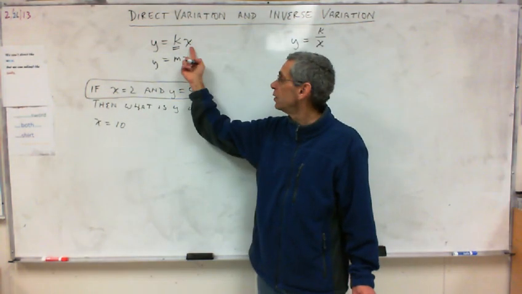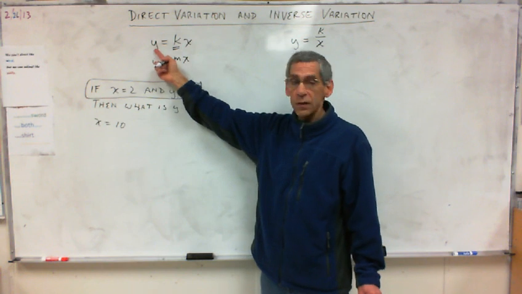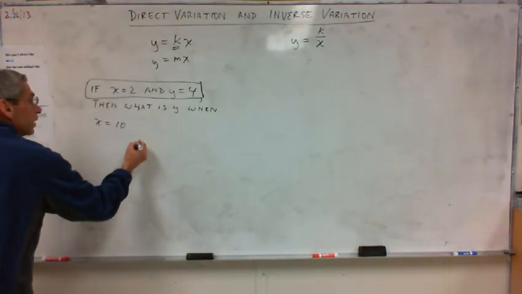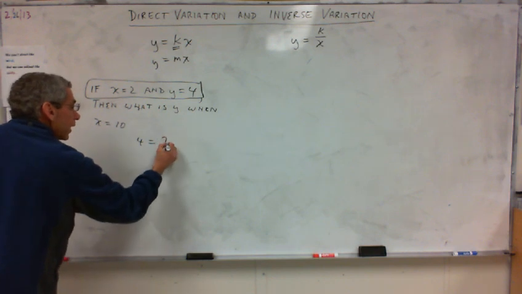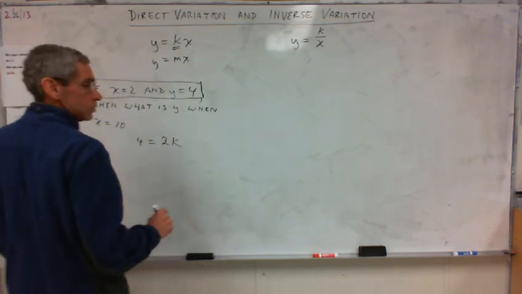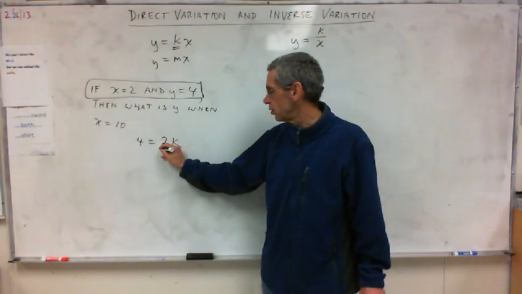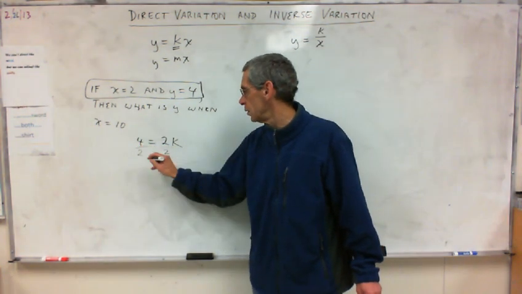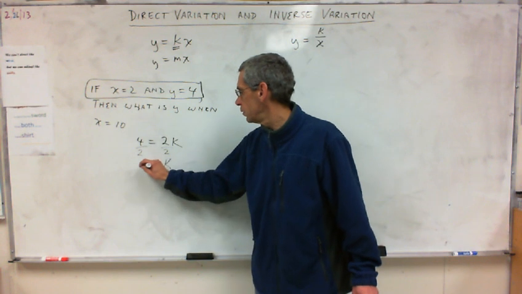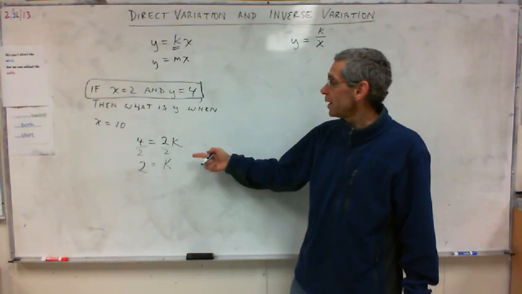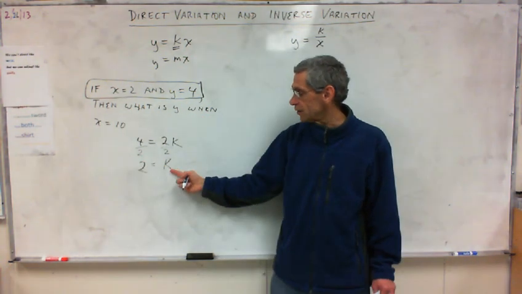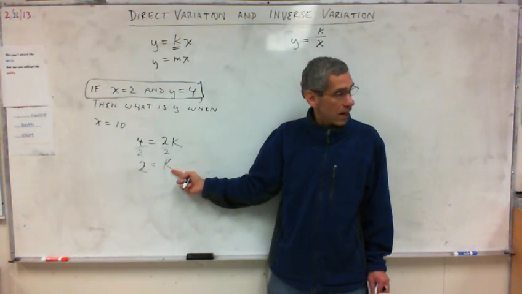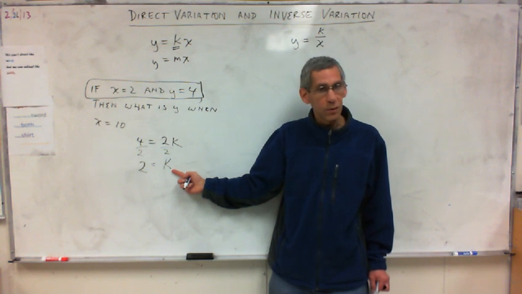If x is 2 and y is 4, let's find k. So y is 4 equals k times 2, or 2k, right? Because x is 2. So what is k? Divide by 2, divide by 2. K is equal to 2. So now it says, then what is y when x is 10? Now that I found k, that's my constant. That always stays that number. Does that make sense? The k is always going to stay that number.